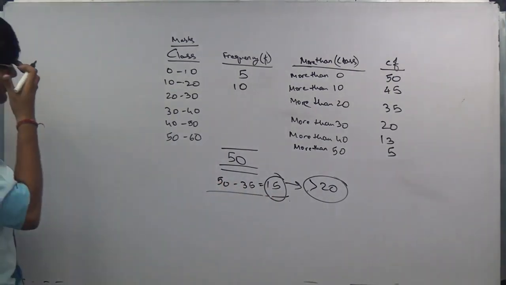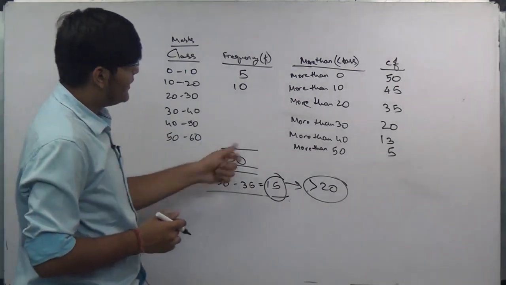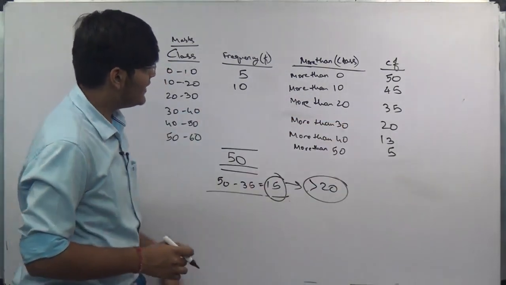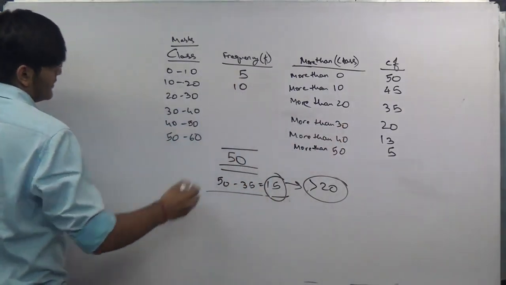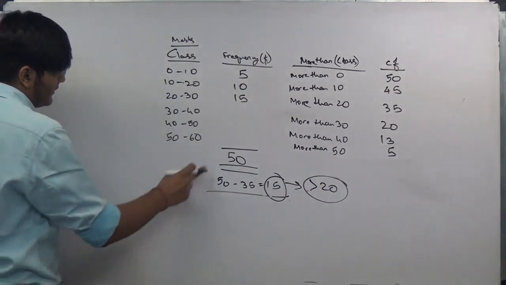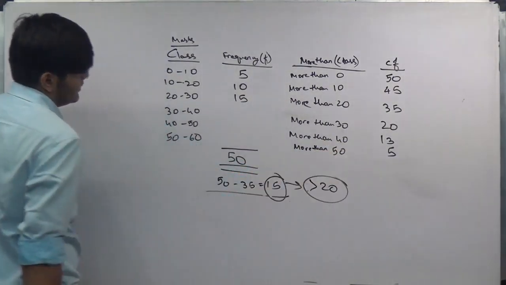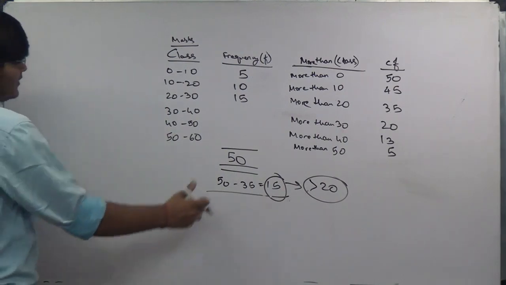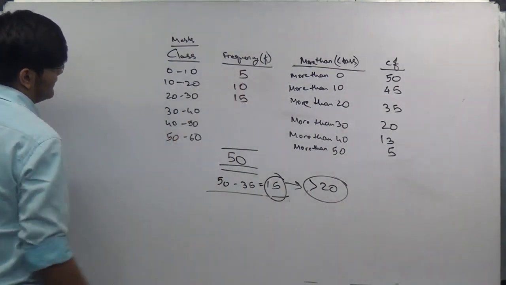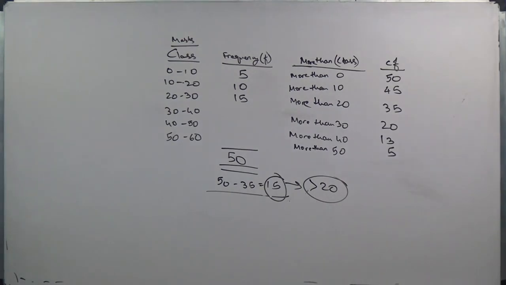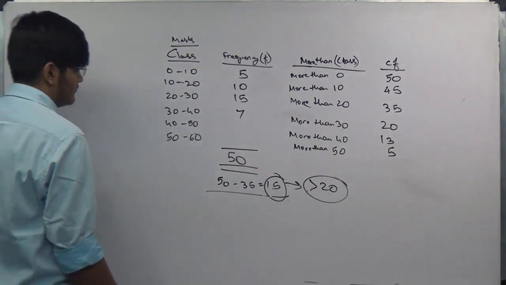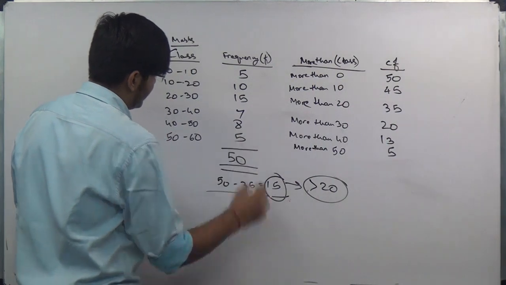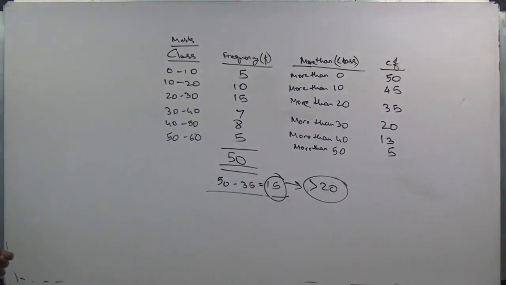Like that we'll do. 50 minus 20 gives us 30. 30 minus 10 minus 5 gives us 15. Then 50 minus 13 gives us 37. Minus 15 minus 10 minus 5, seven. Then 8, then 5. Cross check.